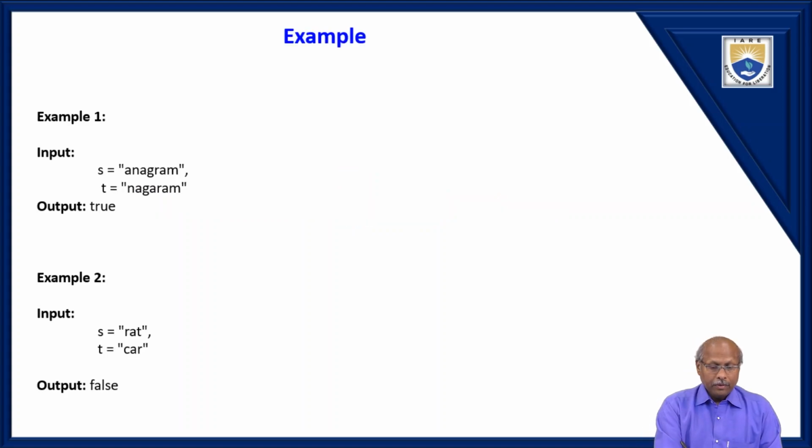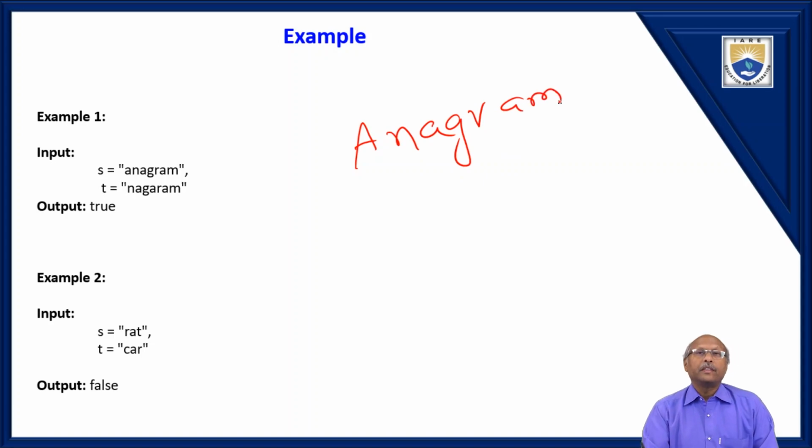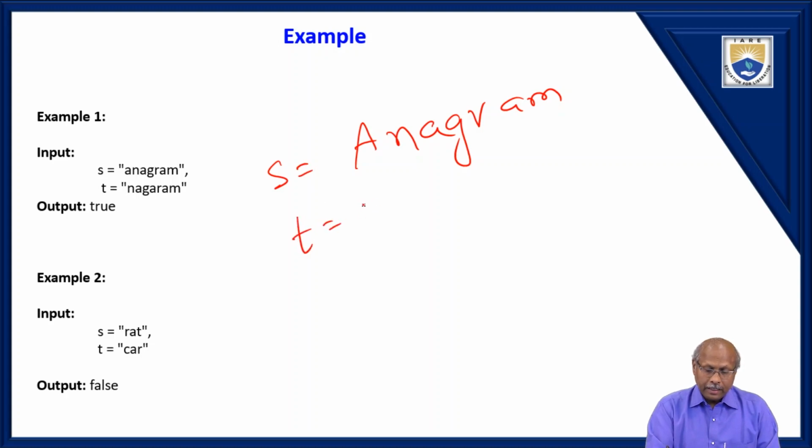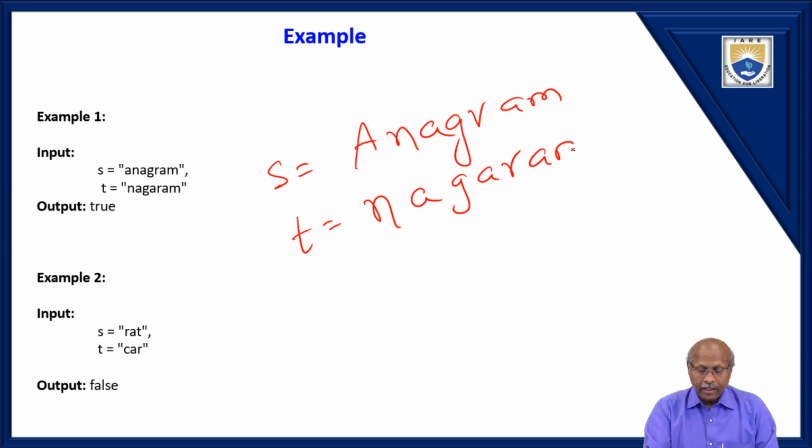For example, S is anagram, A-N-A-G-R-A-M. This is the first word, S. Another word is T. T is N-A-G-A-R-A-M. Now see, S and T have the same set of characters.